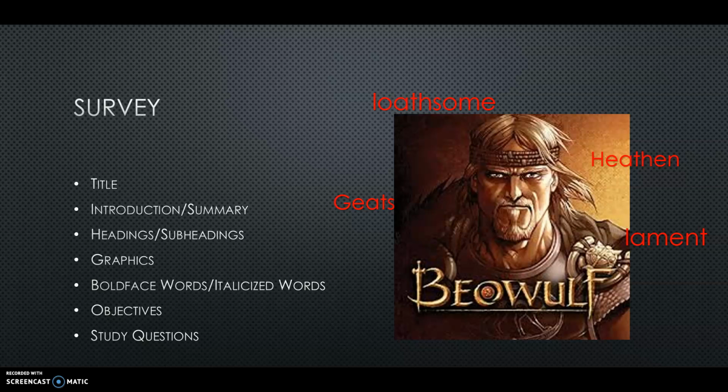Other authors break them up and put them throughout the chapter. You need to know that so that you know what you're reading and how to chunk that information. Sometimes there's study questions at the end.